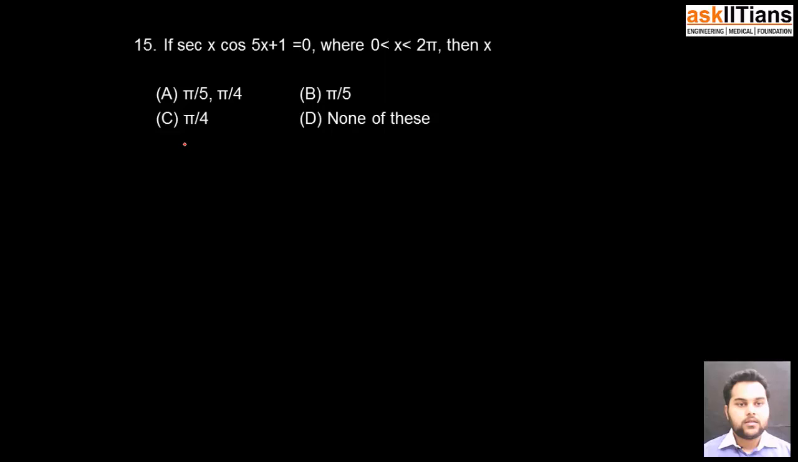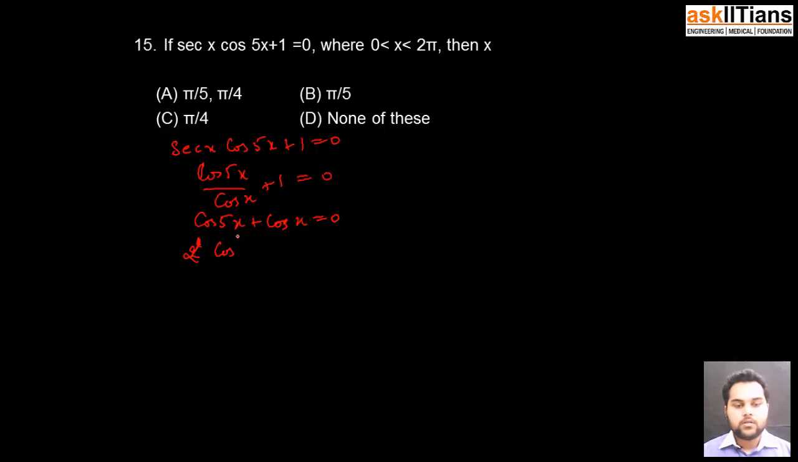Now the next question says sec x cos 5x plus 1 is equal to 0 and x lies between 0 and 2 pi. So sec x into cos 5x plus 1 is equal to 0. I would convert this into cos x. That would give me cos of 5x upon cos x plus 1 is equal to 0, or cos 5x plus cos x is equal to 0. That would give me 2 cos of (5 plus 1) by 2, that is 3x, into cos of (5 minus 1) by 2, that is 2x, is equal to 0.